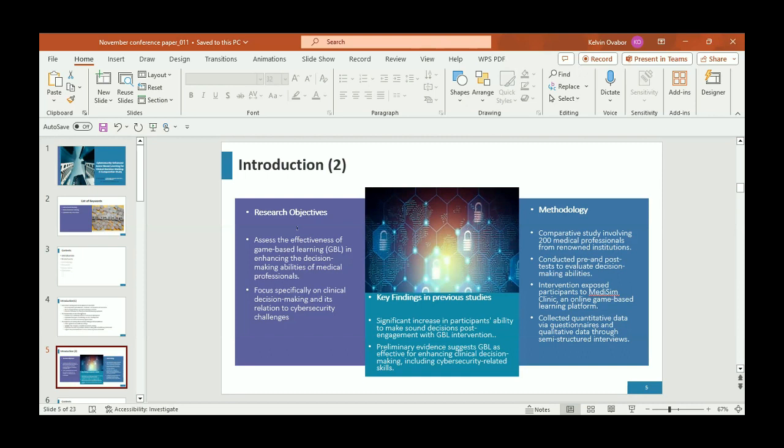This enabled us to conduct a pre- and post-test to evaluate the decision-making abilities of both sides, the experimental group and the control group. With the intervention, we exposed the participants to MediSim Clinic, the online game-based learning platform, whereby we collected quantitative data through an online questionnaire and qualitative data through semi-structured interviews.